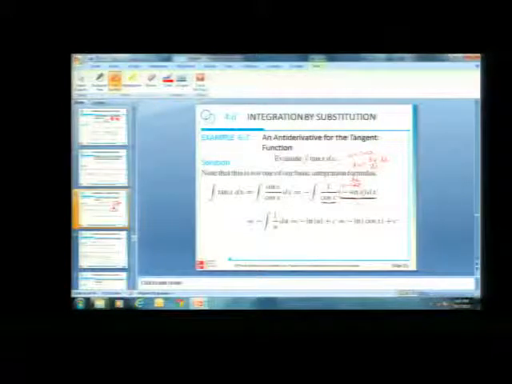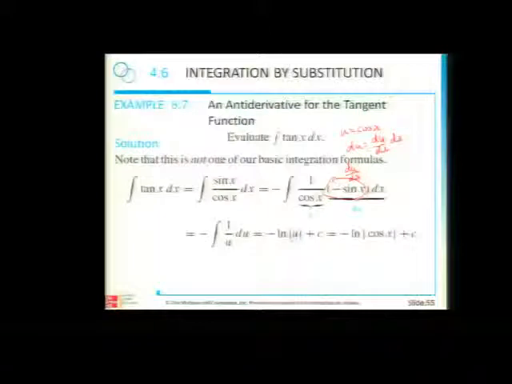All right? So that one, you change it, become minus the integral of 1 over u with respect to u. And this one, you get log function, log the absolute of u. And since u is cosine x, so we get our answer in terms of x. Okay? So this is yet another example for it.